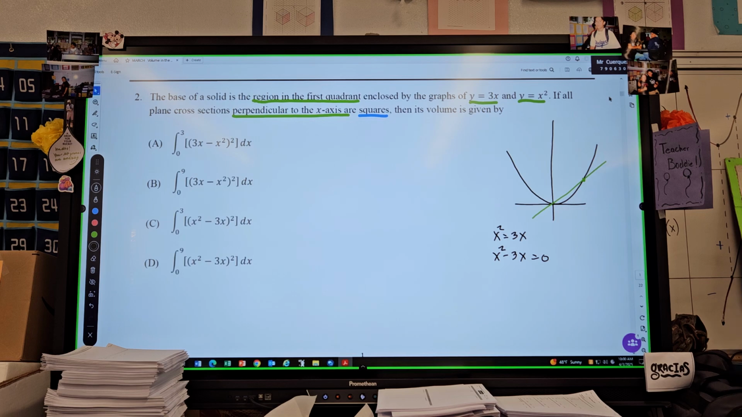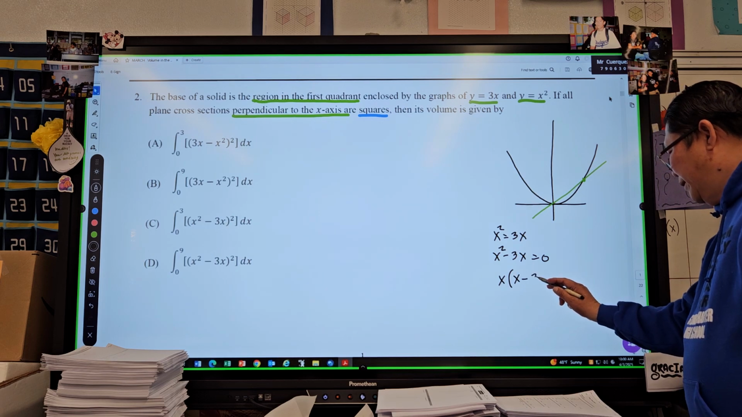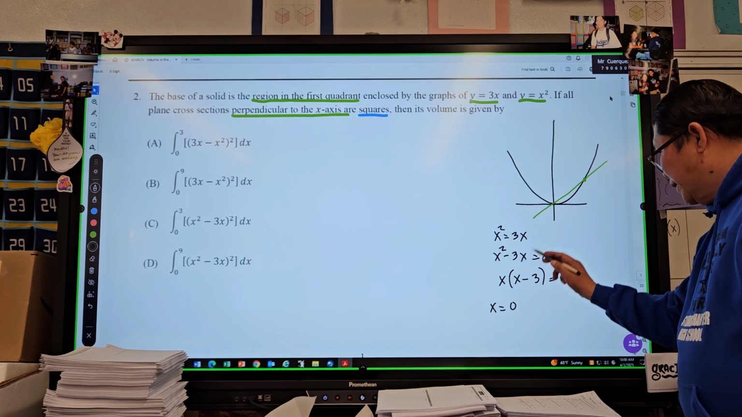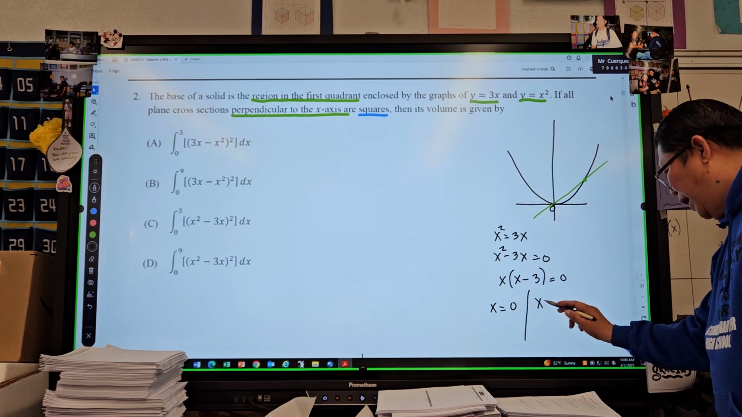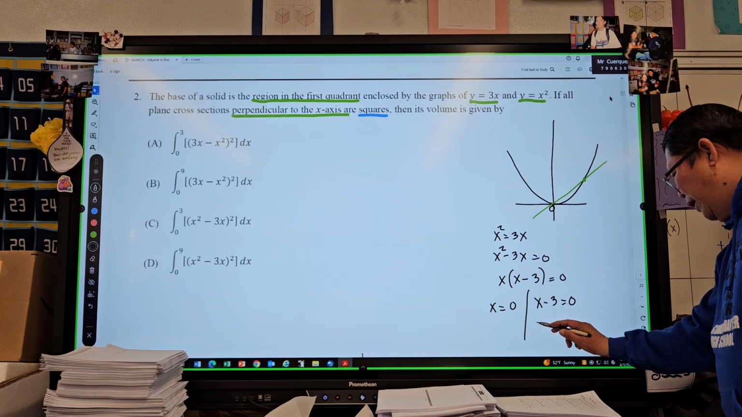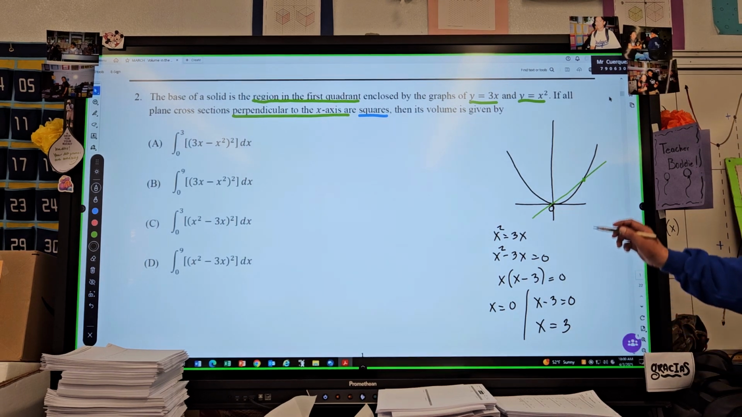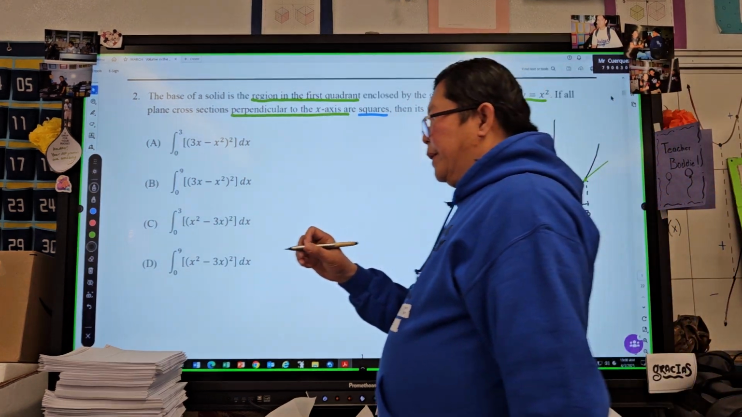So what is common? X is common. So we factor out the x. So this means x times (x minus 3) equals 0. So we have x equals 0, which is this one. And the other one is x minus 3 equals 0. Therefore, our upper limit is 3. Is this clear now? So this is 3 right here, guys. So the limits are from 0 to 3. Clear? And then what is this? Square. So we're gonna have the square.